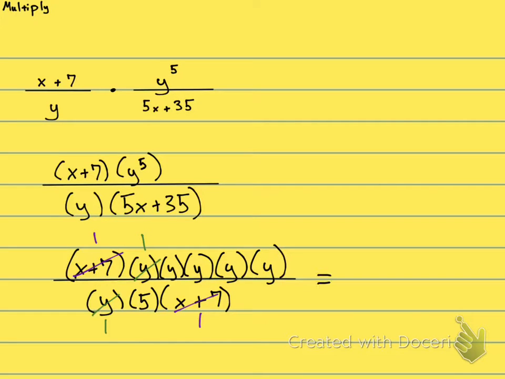All right, let's put it back together and see what I'm left with. Now in the numerator, I have 1 times 1 times 4 y's, and I'm going to put those back together and call it y to the 4th. And then in the denominator, all I have left is the 5. So there it is. There's your answer: y to the 4th over 5.